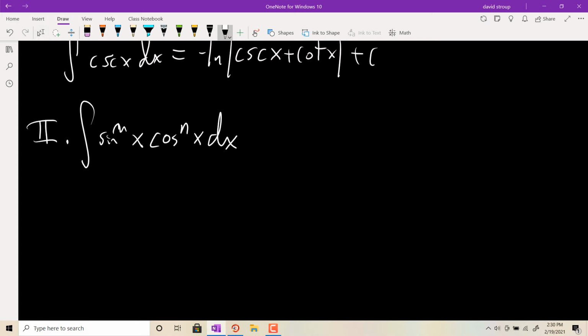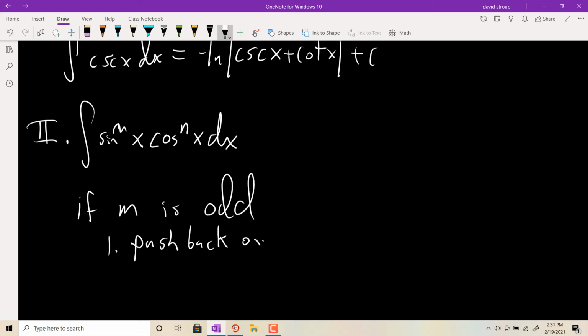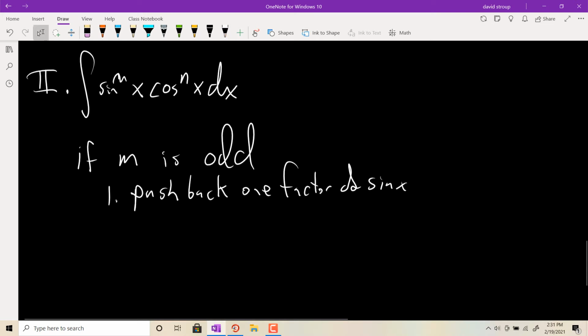So, the sine-cosine version, and then there's kind of a do-this-if-this. So we'll say if m is odd. The way it works is you'll go through this algorithm. You'll push back one factor of sine, and what that does is serve, when you do your u sub, as your differential part.